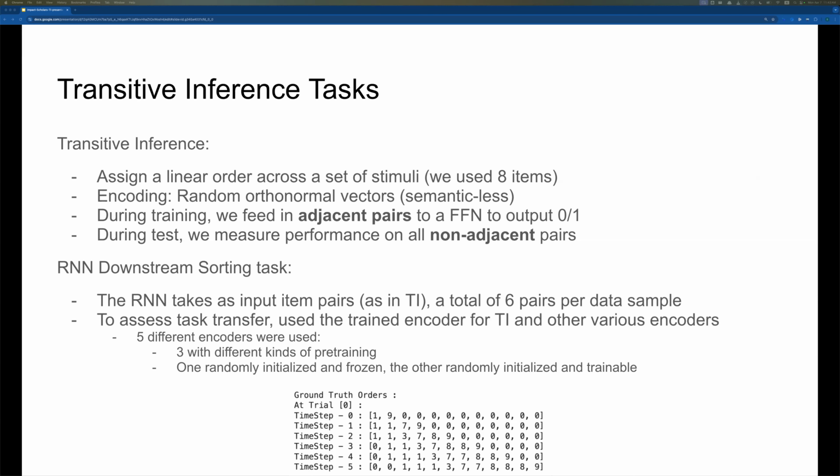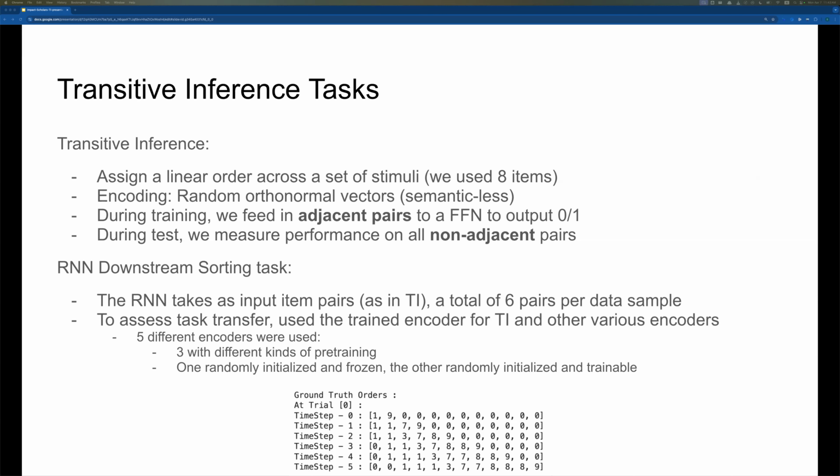During training, we feed in adjacent pairs to a feed-forward network, and we output 1, say, if the left item is greater than the right item. By adjacent, I mean that the two items are next to each other when they've been sorted. And during tests, we measure performance on all non-adjacent pairs. This is standard in the TI literature.